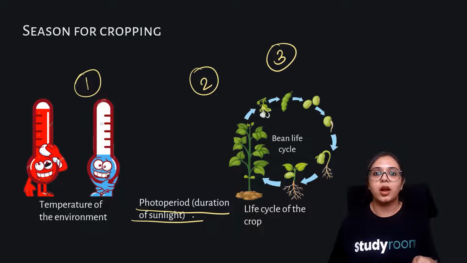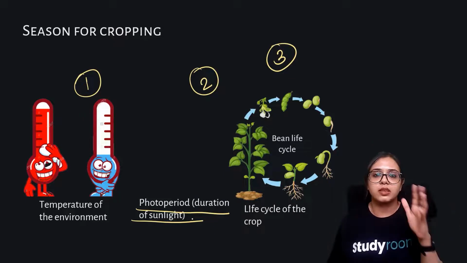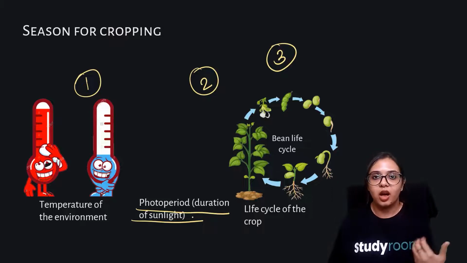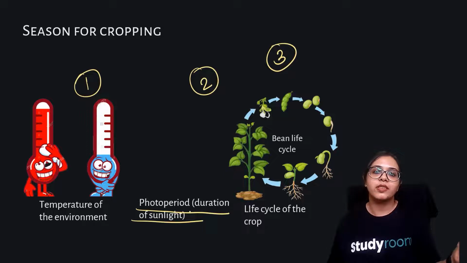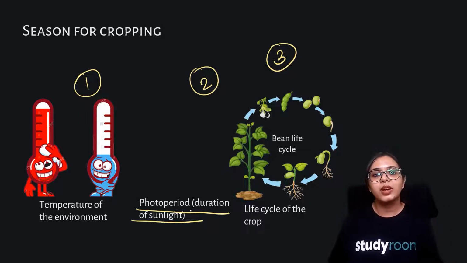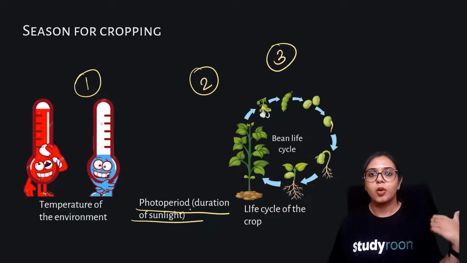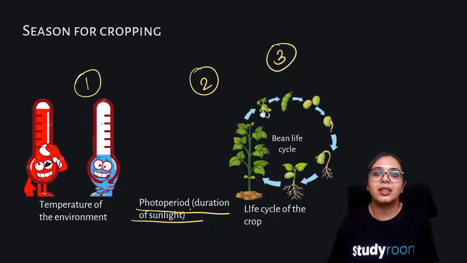Then the life cycle of the plant also determines what kind of season we get our harvest from. If a particular plant is supposed to have its optimum life cycle in, say, the rainy season, then it has to be planted and harvested during that season. It cannot be planted in the summer or winter, and we cannot expect the same result.